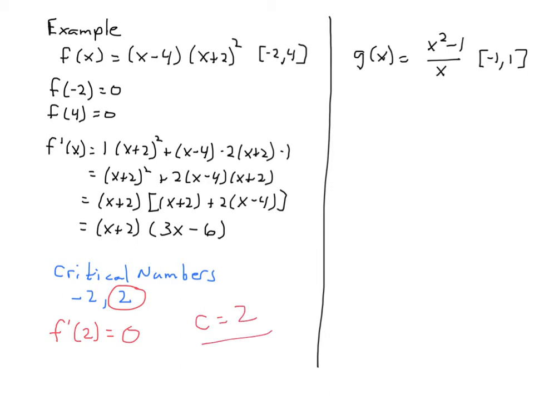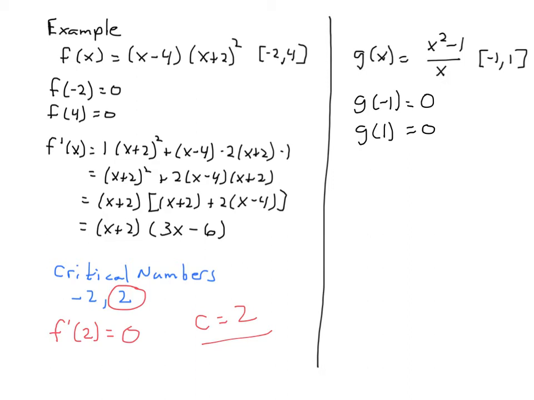Another one I want you to look at, a quick one, is g(x) = (x^2 - 1)/x on the closed interval from -1 to 1. A very quick inspection tells us that g(-1) and g(1) are both equal to 0. So I know g(-1) equals 0, and I know g(1) equals 0. So that's okay. But can we apply Rolle's theorem? The answer on this one is no.